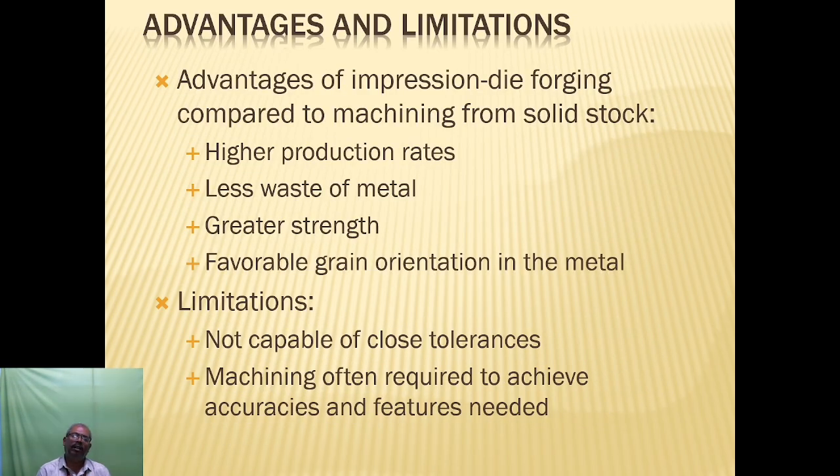The advantages and limitations of impression die forging. The advantages are, compared to machining from solid stock, it has a higher production rate and less waste of material. We can get greater strength from the impression die forging product, and favorable grain orientation in the metal. The limitations are, it's not capable of close tolerances. Machining is often required to achieve the accuracies and features needed.